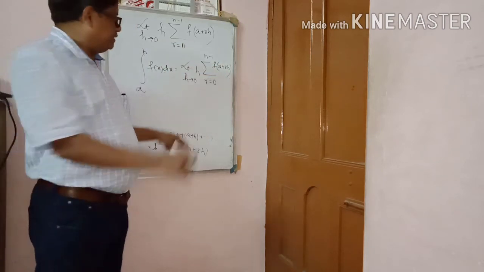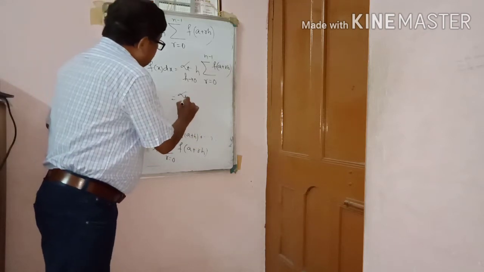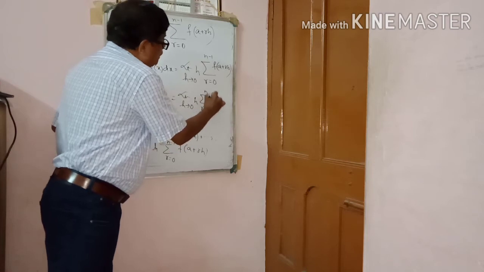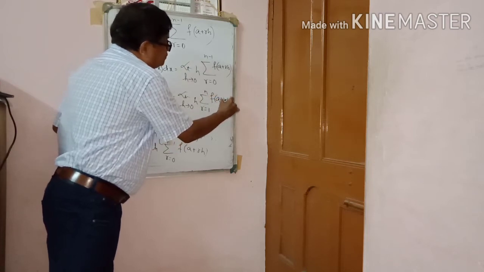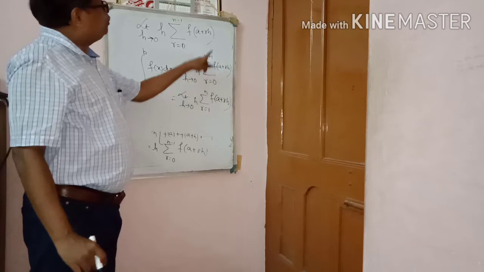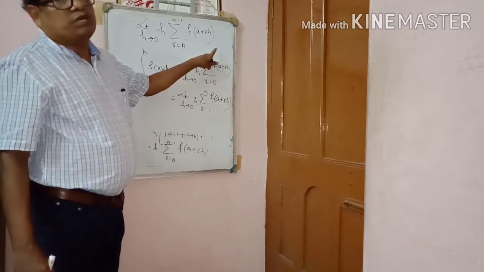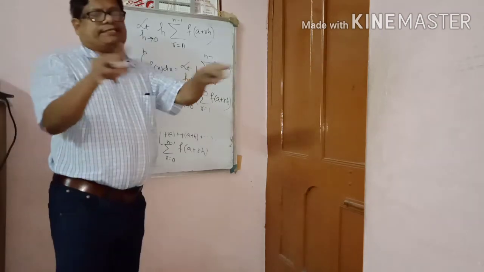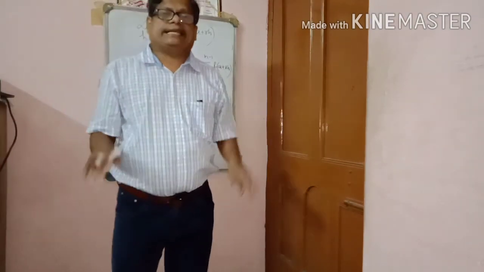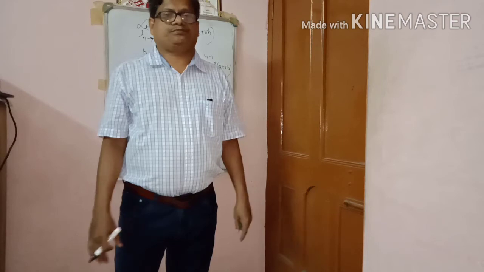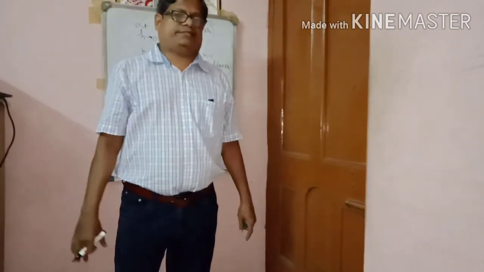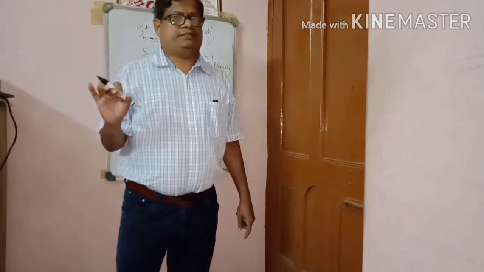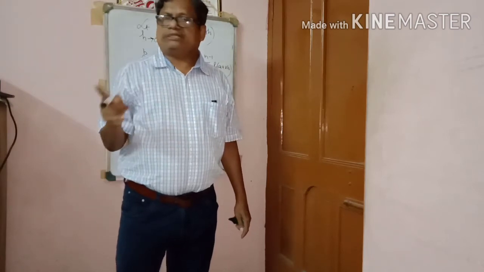plus r h equals limit h tends to 0, h summation r equal to 1 to n f of a plus r h. 1 to n or 0 to n minus 1, both are equal, because here, in the given interval x equal to a and x equal to b, a and b are both finite, and the given function is continuous.